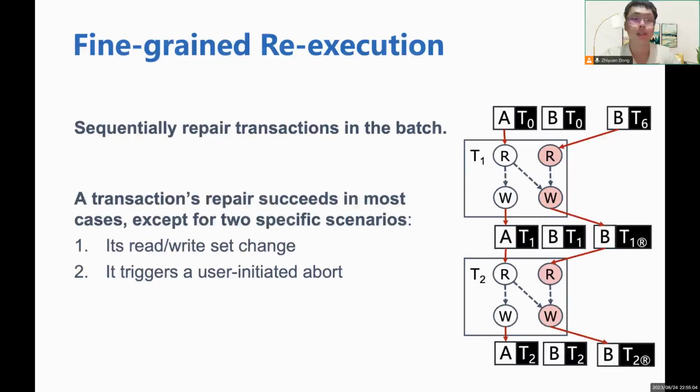With the help of deterministic execution and a consistent commit order, a transaction's repair is successful in most cases, except for two specific scenarios. First, when its read-write set changes. Second, when it triggers user-initiated aborts. In both scenarios, the corresponding transaction is aborted individually without causing other transactions in the batch to abort.